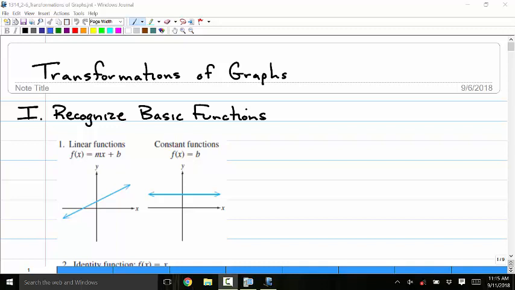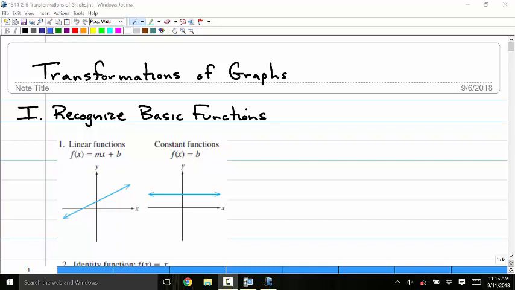Next big section is transformation of graphs. Before we can start transforming and moving and shifting and stretching and shrinking and doing stuff to functions, we need to go through and talk about the basic functions. You should be able to recognize what a basic function looks like. So the first section here is recognizing basic functions.